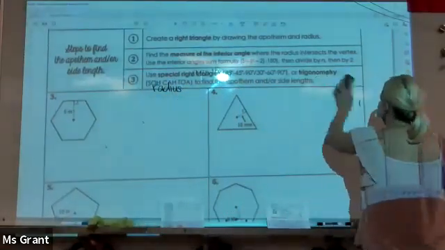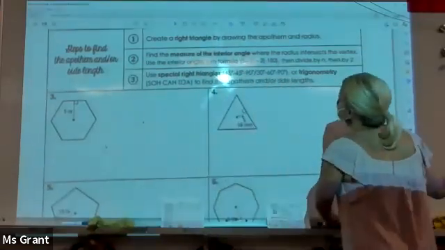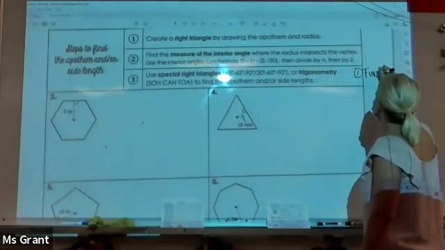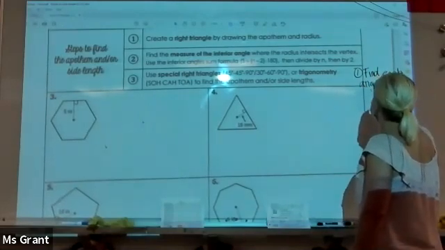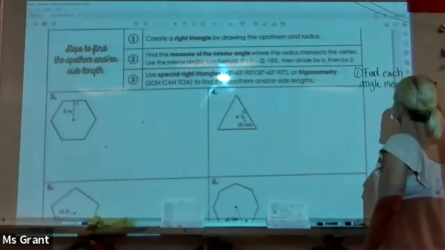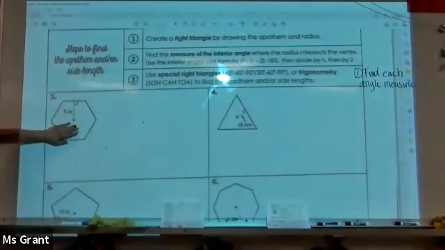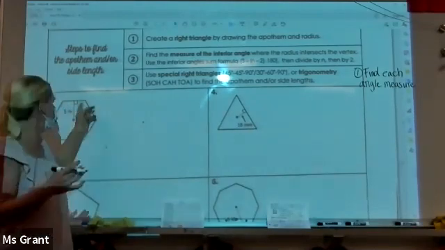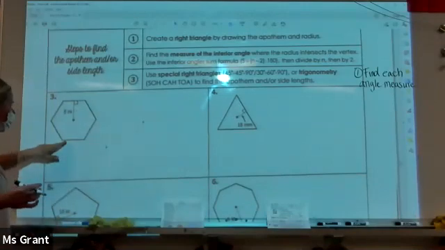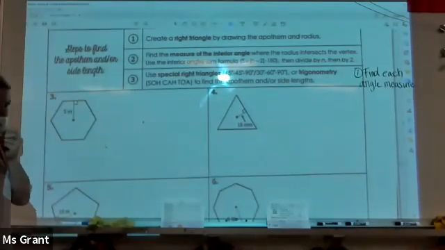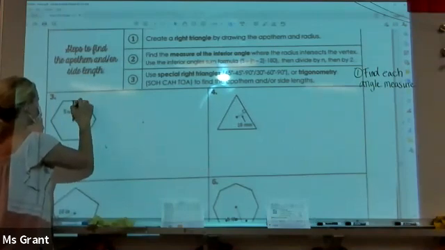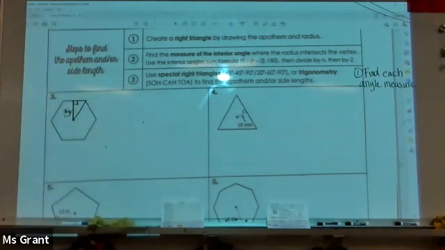First step, need to find each angle measure. So in this number 3, I am told that the apothem is 5. Awesome. But I have no clue how big each side is. And since I don't know how big the sides are, I need to do a little bit of trigonometry, geometry work. So I'm going to use what I know, and I'm going to make this triangle. But I still don't know how big each angle is.